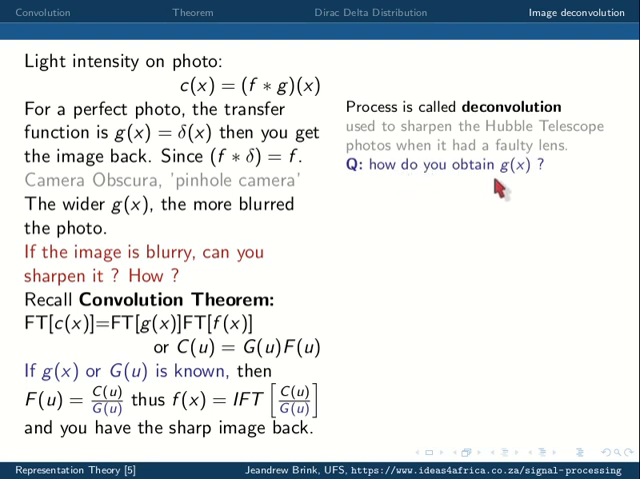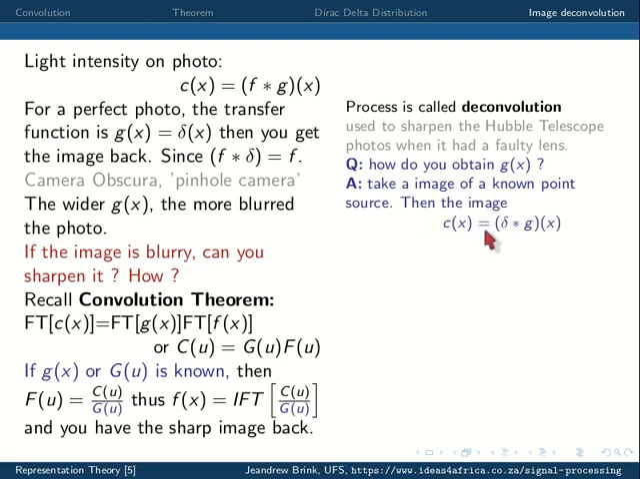So the question is, how do you obtain G? And the answer is, take an image of a known point source. You've got to be sure, because the image you're going to get is blurry, that the thing you're taking the picture of is a point source. If that is so, then the image will simply be the delta function convolved with the transfer function, which will simply be the transfer function itself.